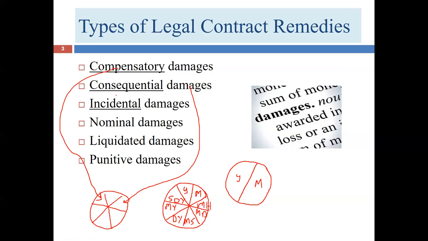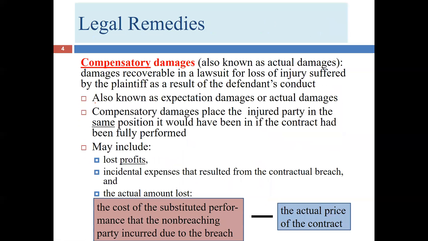So we're going to talk about this first one, compensatory damages. You can see at the beginning of the word compensatory, we have the word compensate, or compensation. Now, that's a key word when we're looking at compensatory damages. Compensatory damages are damages recoverable in a lawsuit for loss or injury suffered by the plaintiff as a result of the defendant's actions. It's designed to compensate the plaintiff. It's also designed to put the plaintiff in the same position he or she would have been in if the contract had been fully performed. So it's designed to put the plaintiff in the position he or she would have been in if the defendant had done what he or she was supposed to do.